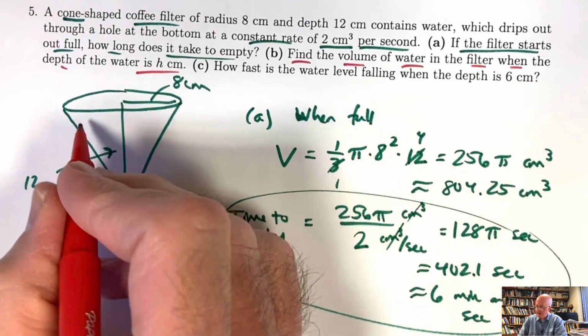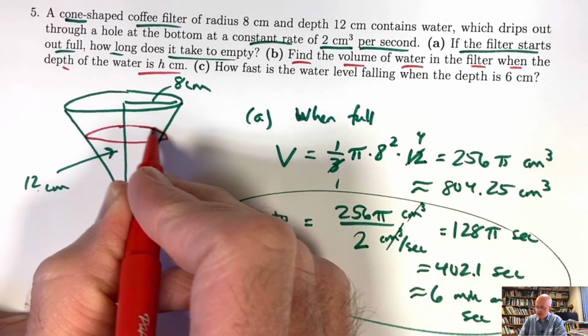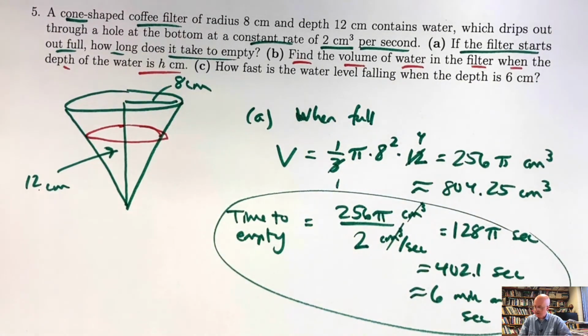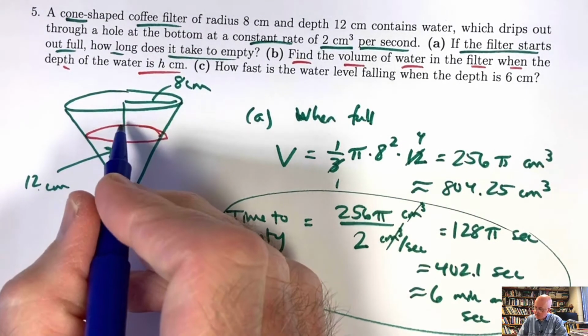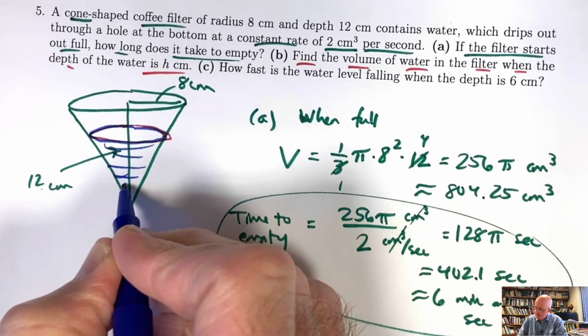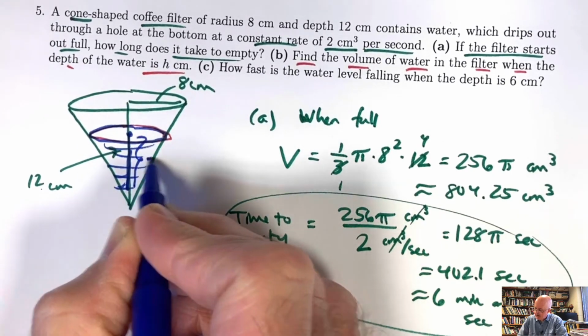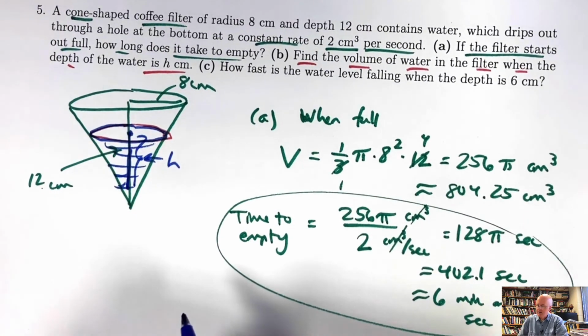So the water is going down. It starts off full. The shape of the water, I should probably use blue here instead of red, huh? The shape of the water is still a right circular cylinder here. But now we're calling this distance here h. V is a function of h.